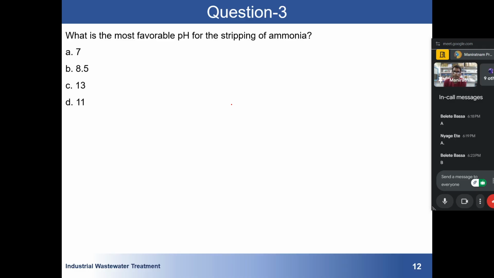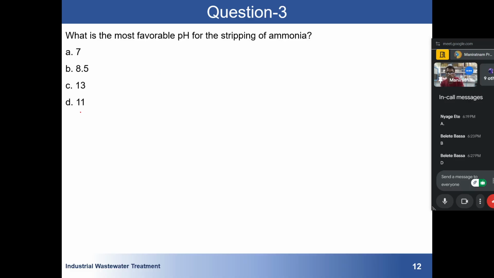Yes. Anyone any doubt? I think someone was saying something. If someone is saying something, you are not audible. You can write in the chat box. Okay, everyone, please answer this question. D.